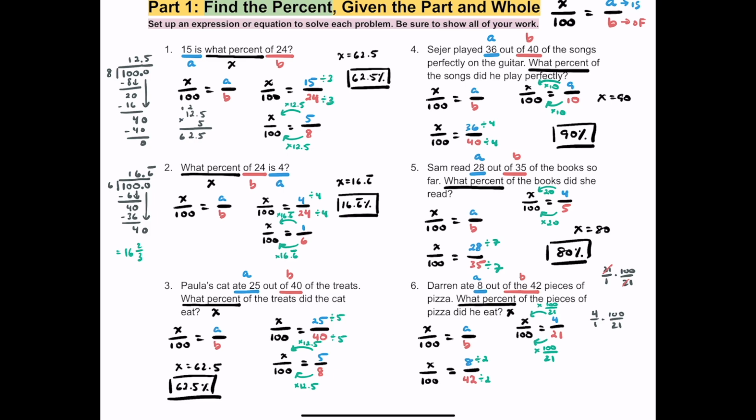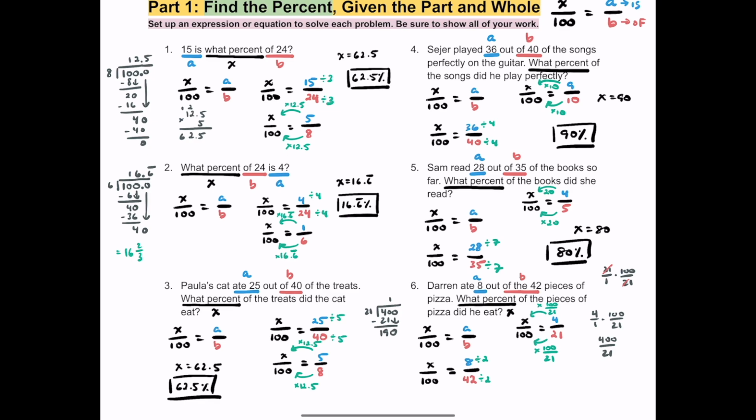So let's see. Yeah, nothing too good here. So 4 times 100 is going to be 400, and 1 times 21 is 21. We need to do a little bit of long division. So 400 divided by 21, I'll go ahead and write that here, goes into 40 once. This is 19. 40 minus 21 is 19.